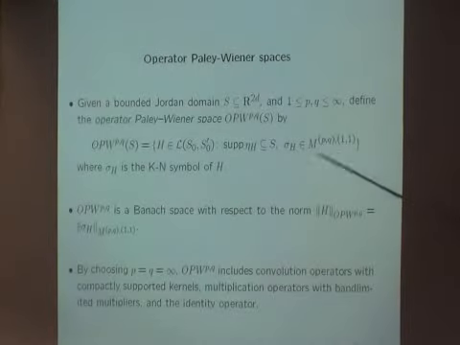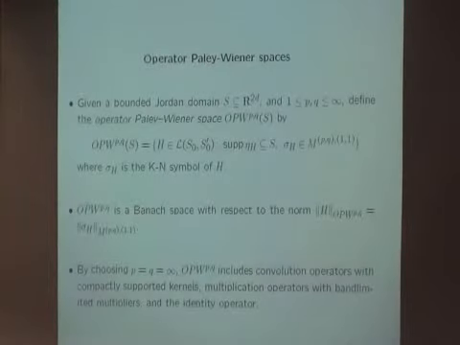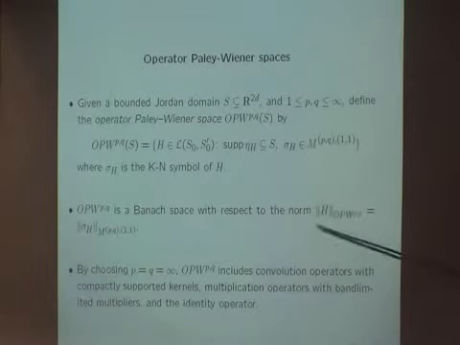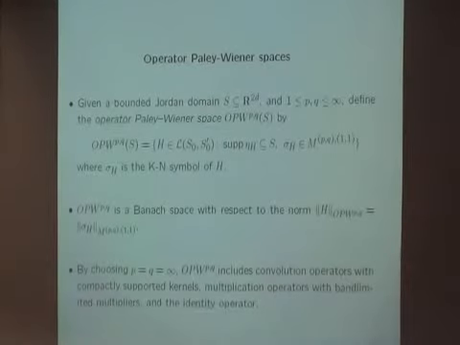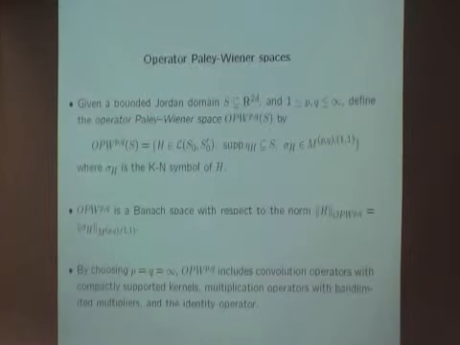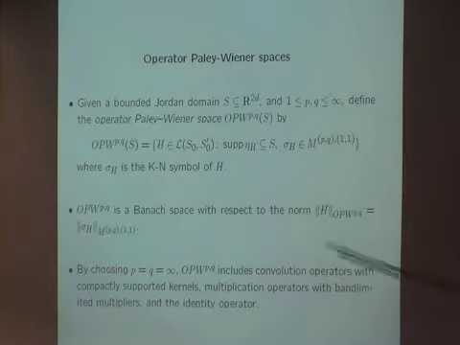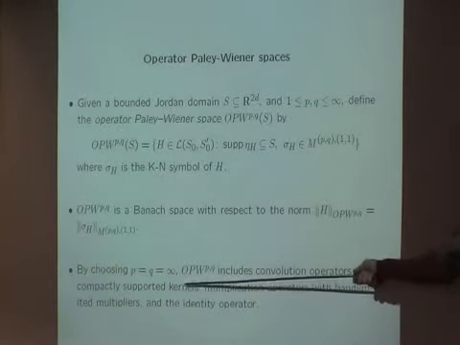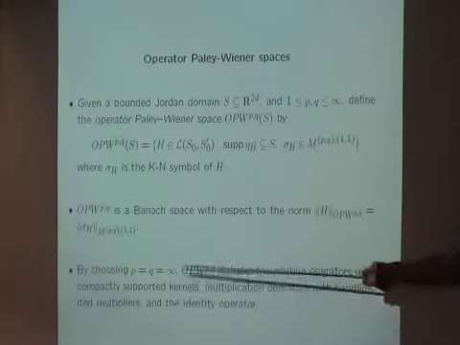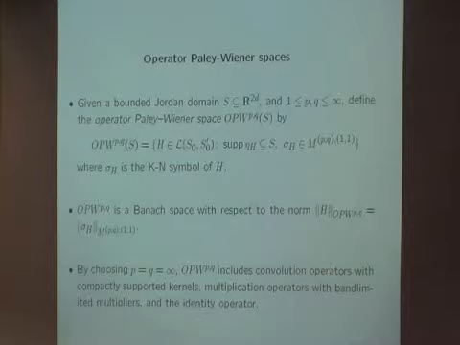Okay, but we can distinguish different classes of symbols in this way. So this is a Banach space with respect to this norm. And by choosing p and q equal to infinity, we include all of the types of operators that we're interested in. We do have to restrict our convolutions to compactly supported kernels and our multiplication operators to band-limited functions. At least now we have to do that, but it's still large enough.